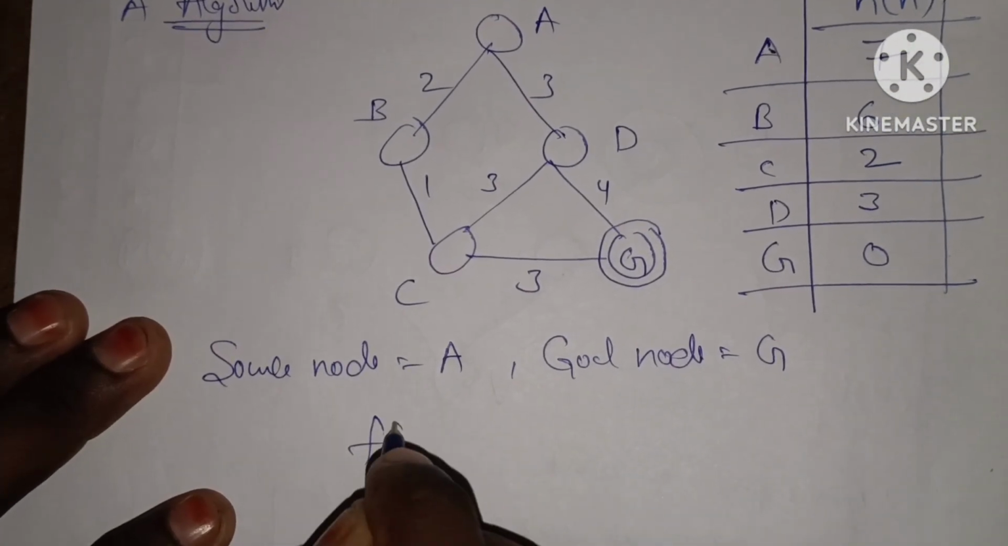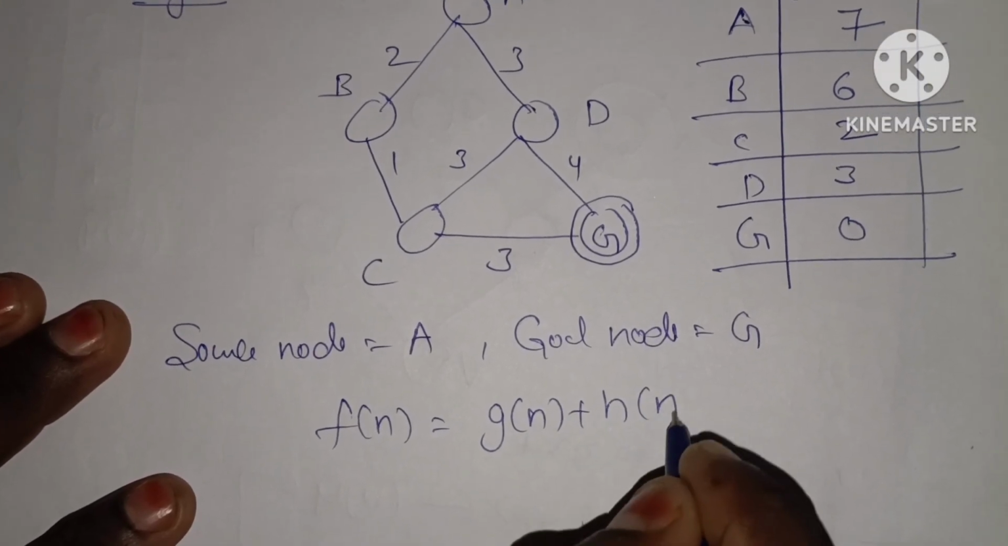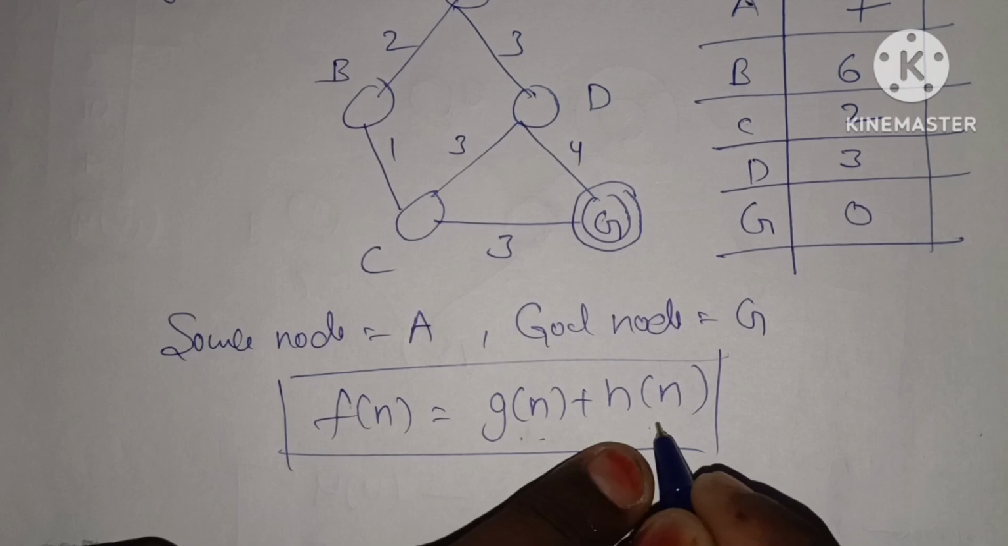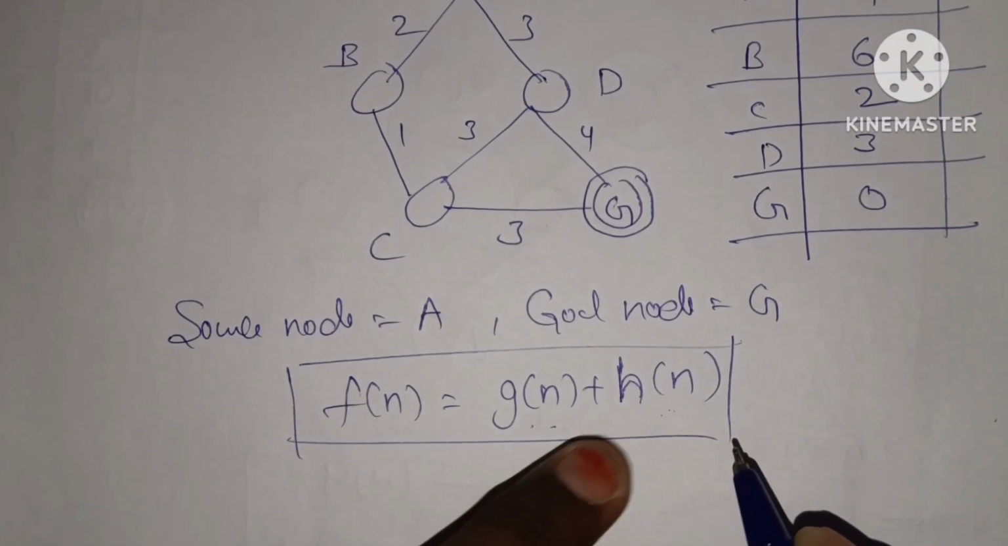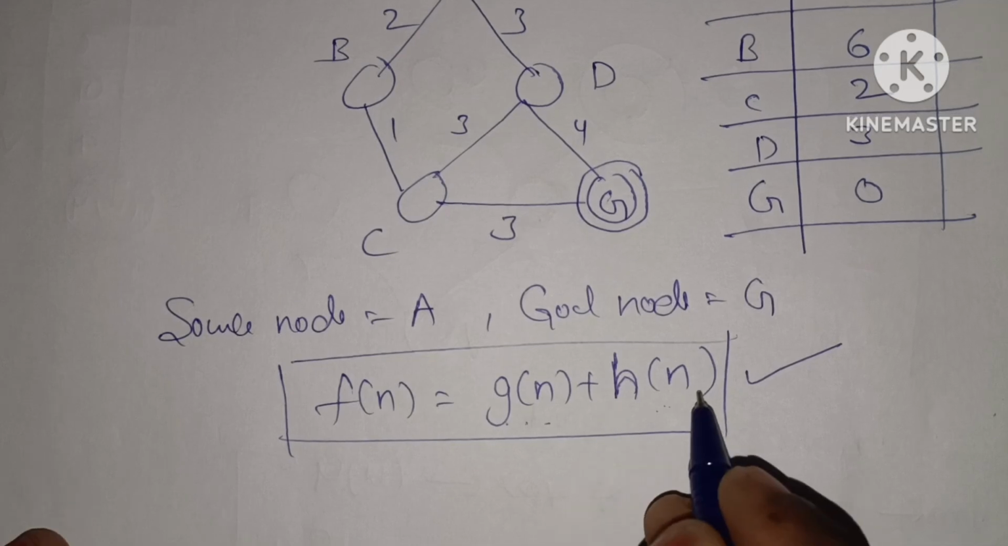What is the A star algorithm? F of n is equal to G of n plus H of n. This is very important. First we need to add the cost. Finally we add the heuristic value. Clear? But H of n plus G of n is always wrong. It is the correct formula: G of n plus H of n.